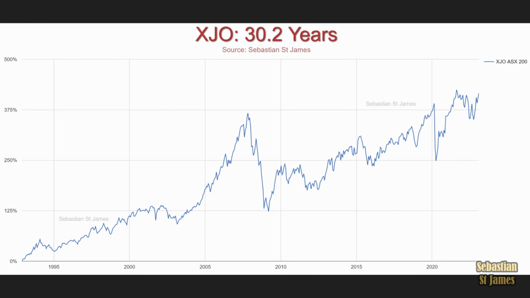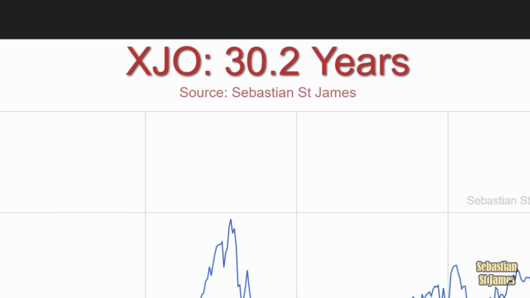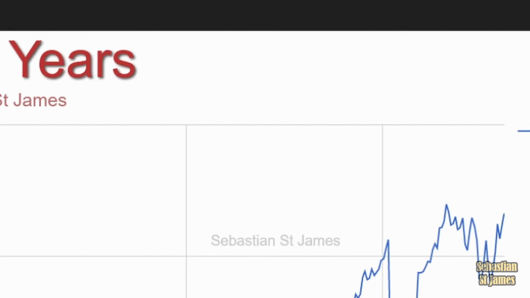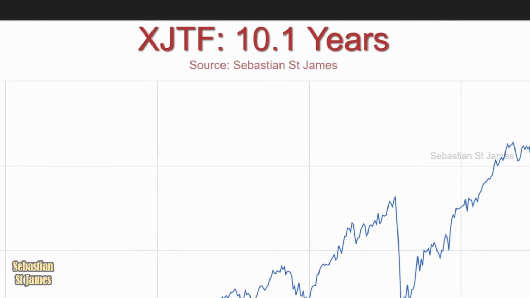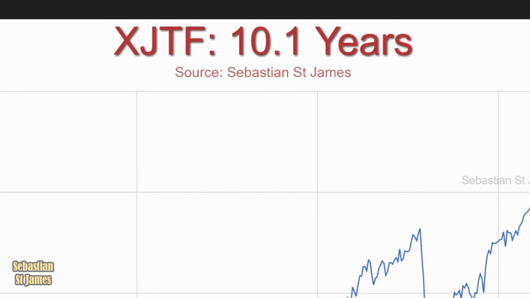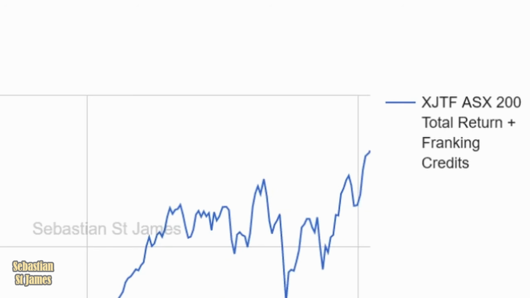If you're an Australian and you love dividends, which is exactly what Stephen is and does, how much of your money should you be putting in Australia, which we know is rich in dividends, and how much should you be putting in the US? Well, let's have a look at the data. This is the XJO over the last 30.2 years. What is the XJO, I hear you ask? That is the ASX 200. And this is the XJTF over the last 10.1 years. And that is, well, it's basically the XJO plus dividends plus franking credits.